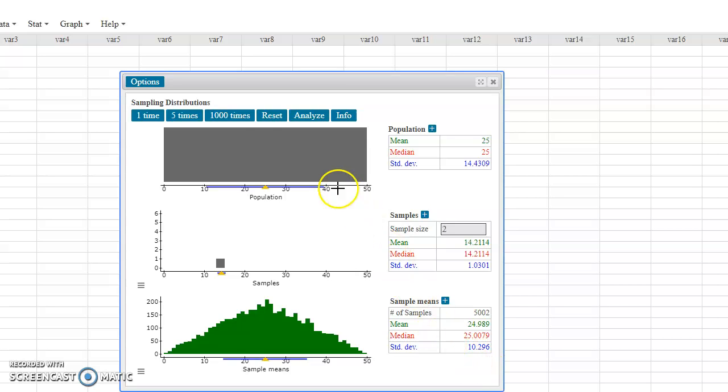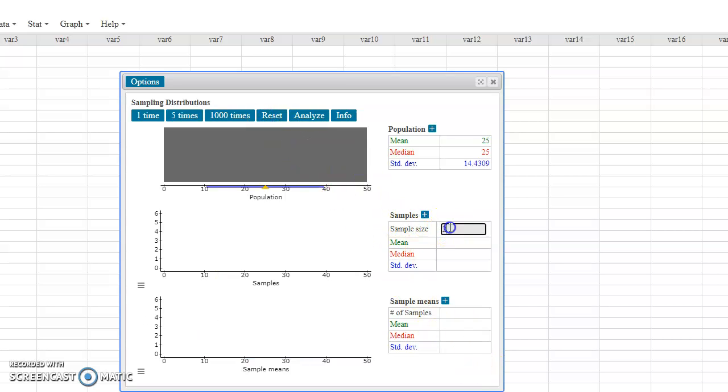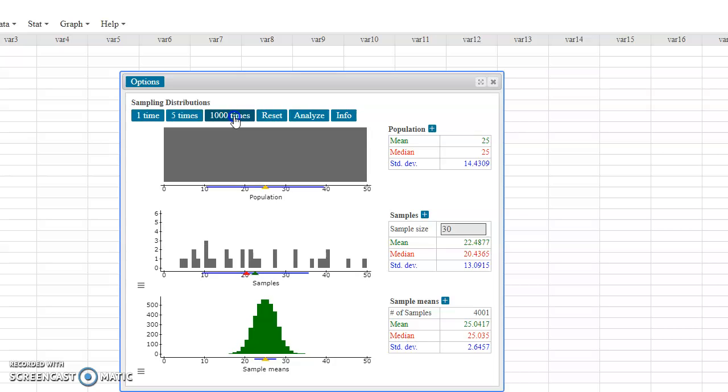Okay, now let's reset it and increase the sample size to 30. Now theoretically, the shape of our sampling distribution should be approximately normal. If we take one sample, our sample mean was 20.78. Now let's keep going and do this 5,000 times. Now we have 5,001 sample means. The first thing to notice is that, once again, the mean of our 5,000 sample means is 25.0162, very close to 25.